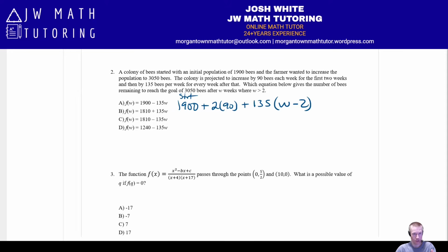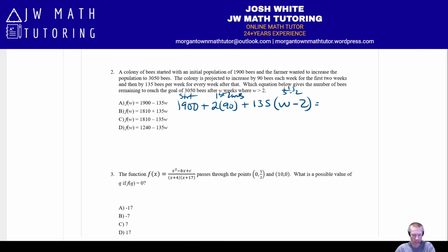1900 start plus 180, first 2 weeks. And then for week 3, you would just add 135, because there's only one more week to reach 3 total. That's why it has to be 3 minus 2, because 3 minus 2 would be 1, and then 1 times 135 would be 135. So this overall expression represents the total number of bees after W weeks.